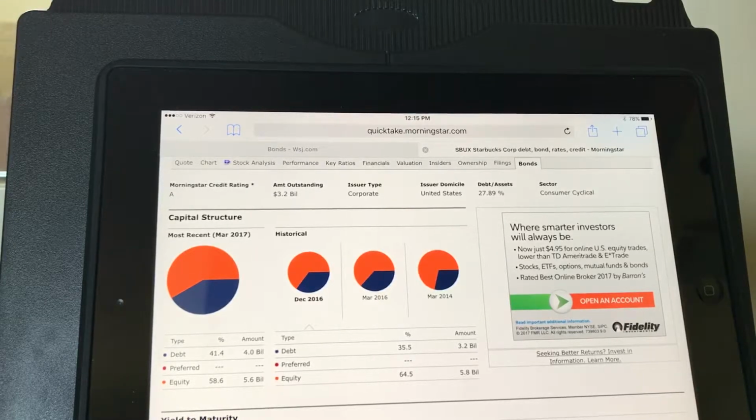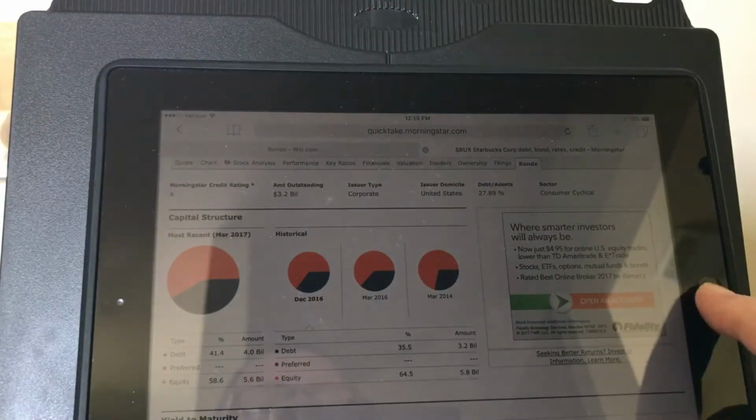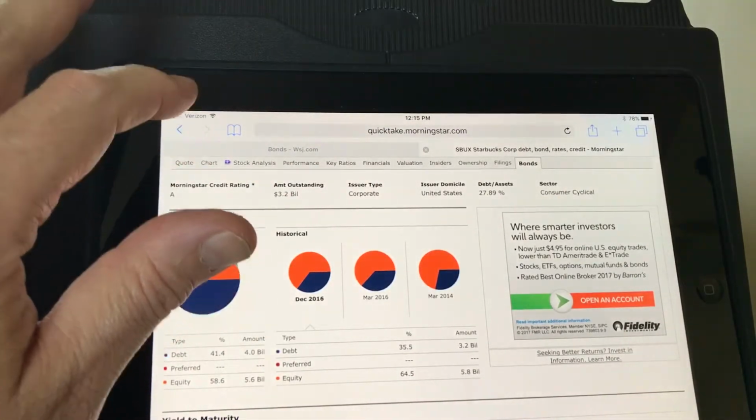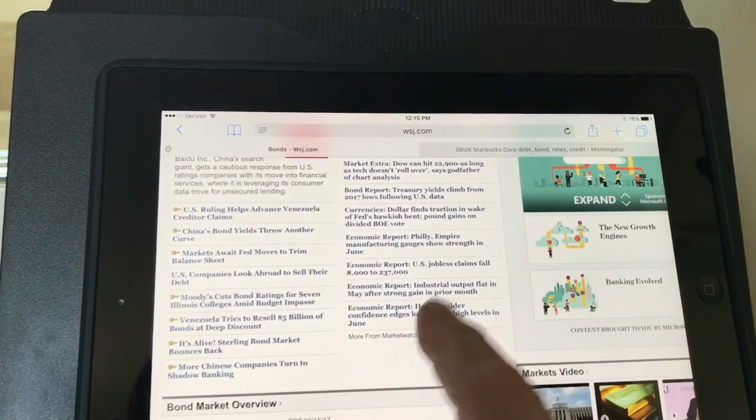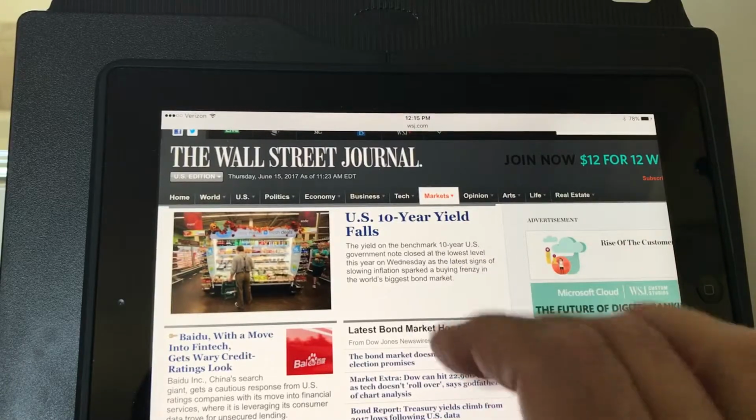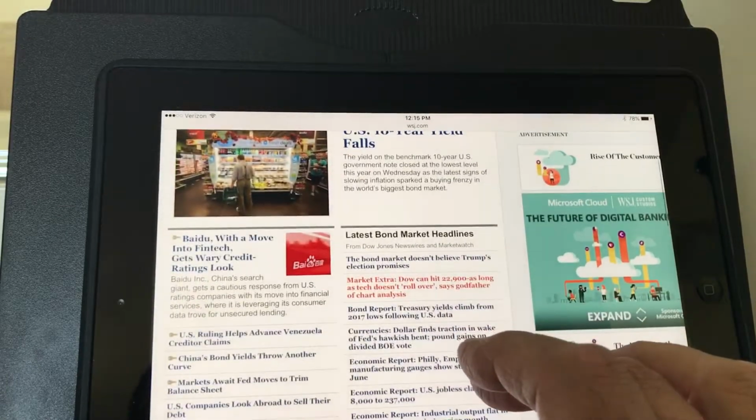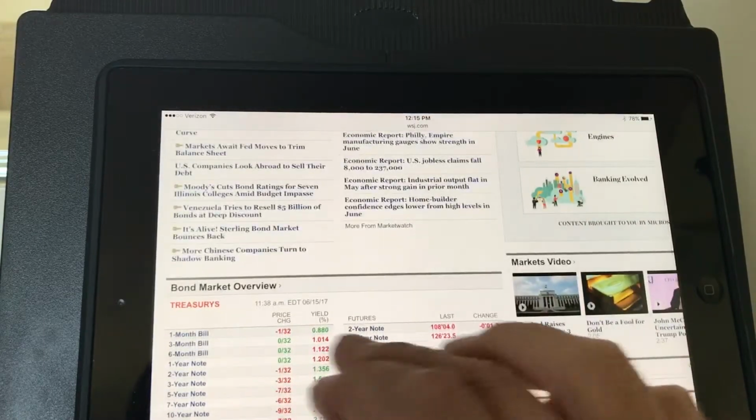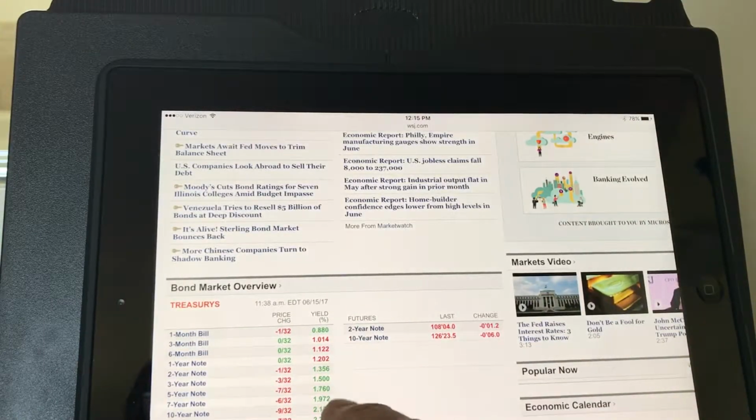So keep in mind, what I would say again is, whatever company you're looking at, go to their website, look at what debt they have outstanding, then search for it. A lot of information out there. Morningstar does a great job, and that's where you'll get that information. And then finally, I'd go to the Wall Street Journal website and go to the bond market column, go to markets, go to bonds. They're going to give you the 10-year yield is falling. We took this on June 15th. There's your treasury curve. There are the treasuries.